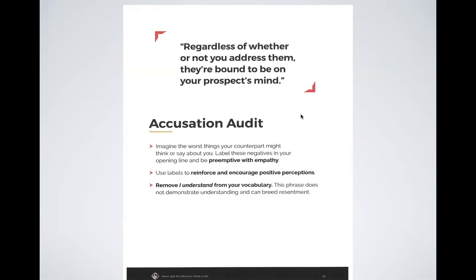And then the accusation audit was: imagine the worst things your counterpart might think or say about you, label these negatives in your opening line, and be preemptive with empathy. Use labels to reinforce and encourage positive perceptions. Remove "I understand" from your vocabulary. This phrase does not demonstrate understanding and can breed resentment. So they take it in a negative way.